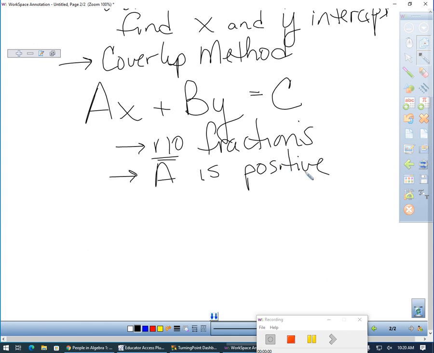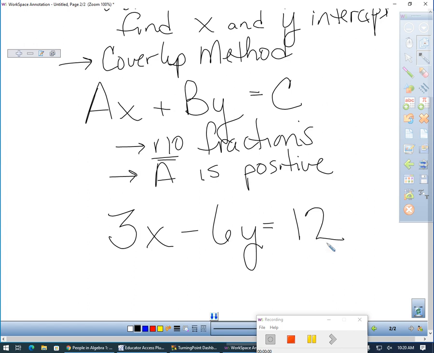All right? Now, we use this to find intercepts, and I call it the cover-up method for this reason. Let me show you what I mean. If I have an equation, 3x minus 6y equals 12. Okay, that's in standard form, right? There's no fractions. I have ax plus by equals c. It's in that form, and my first term's positive.